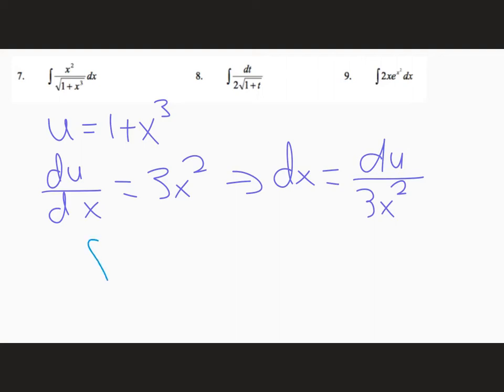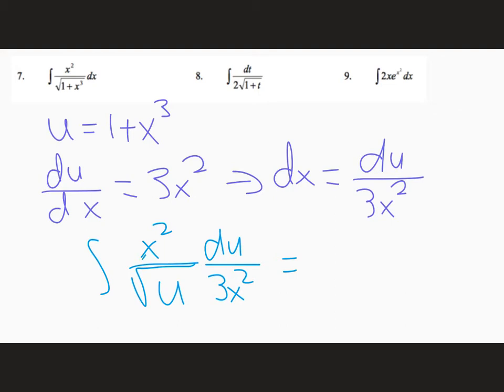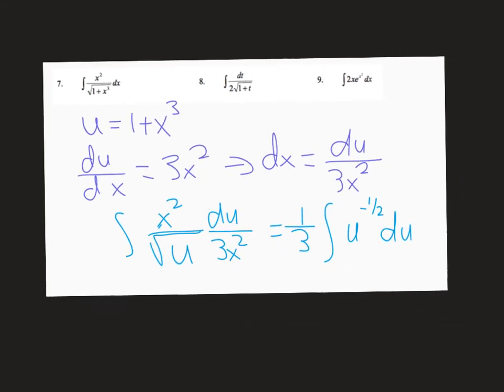So let's go ahead and replace. So x squared, let's leave that. 1 plus x cubed is u, and then du over 3x squared. So that means we're dealing with, see how the x squareds cancel? And then I have a 1/3. I'm going to kick that all the way out. I don't like this 1 over the square root of u, so I'm going to think of that as u to the negative 1/2 du. Now it's time for me to integrate.